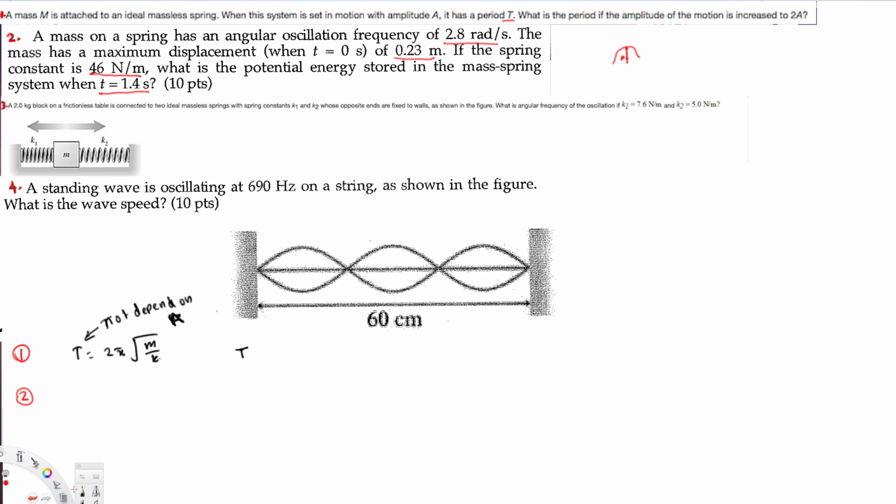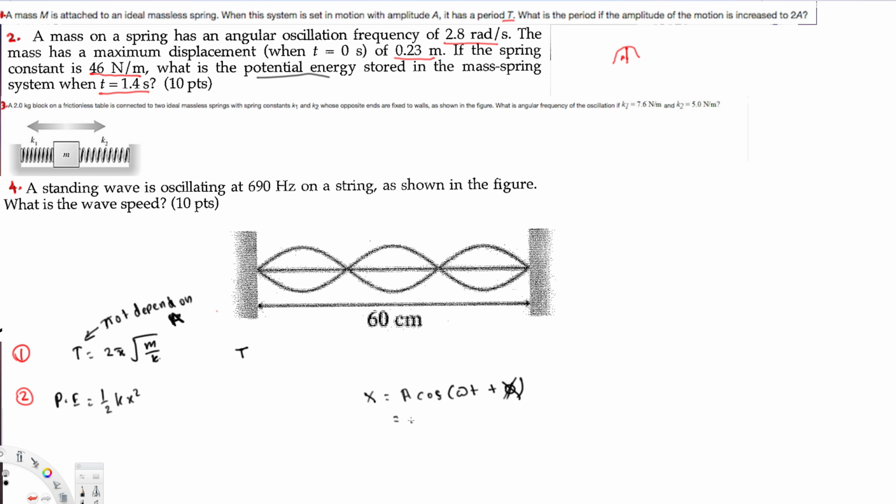So let's see how we can calculate. Since they are talking about potential energy, we know that potential energy in a spring is equal to half kx squared, right? We know the k, but we don't know the displacement. We have to calculate it. So let's put the displacement equation right here. x is equal to A cos(ωt + φ). Here, no phase shift is provided, so we can eliminate this one. So whatever value we get right here, that's going to be the x.